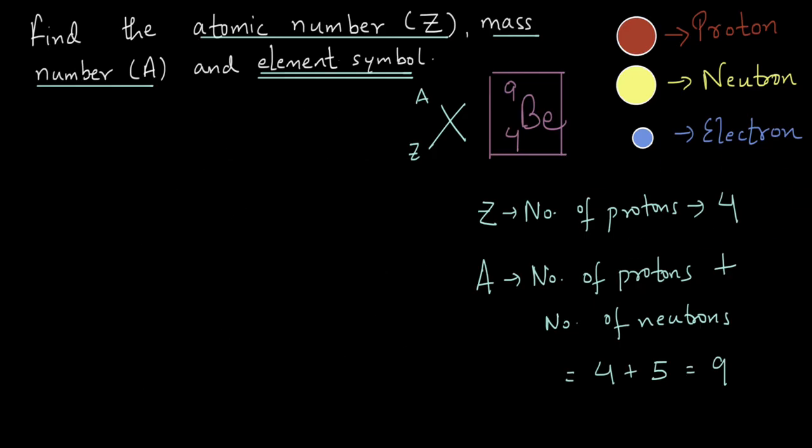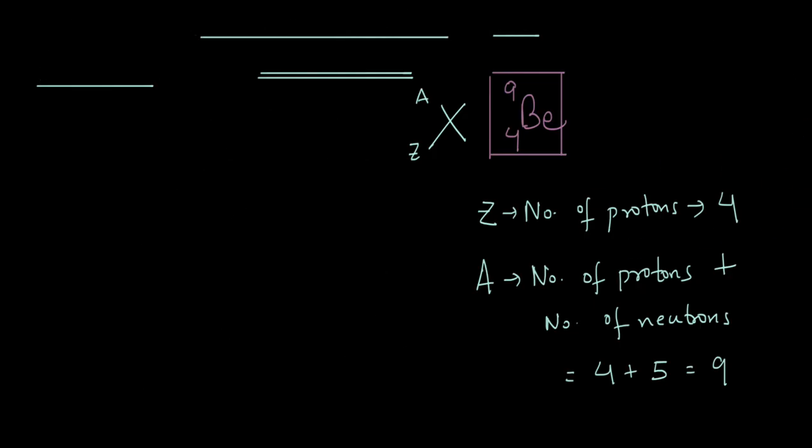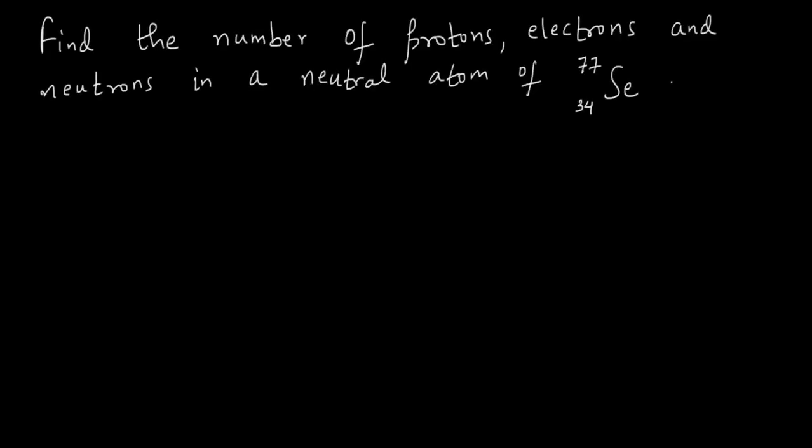Alright, so if we have understood this, let's try and do another problem, which is just the reverse of this one. Here it is. We have to find the number of protons, electrons and neutrons in a neutral atom of selenium-77, with atomic number 34. So this is the atom. Right now we are given the element symbol and we have to find the number of protons, electrons and neutrons in a neutral atom of this element.